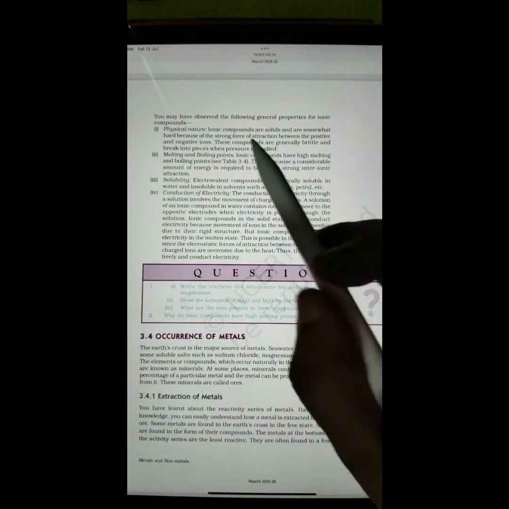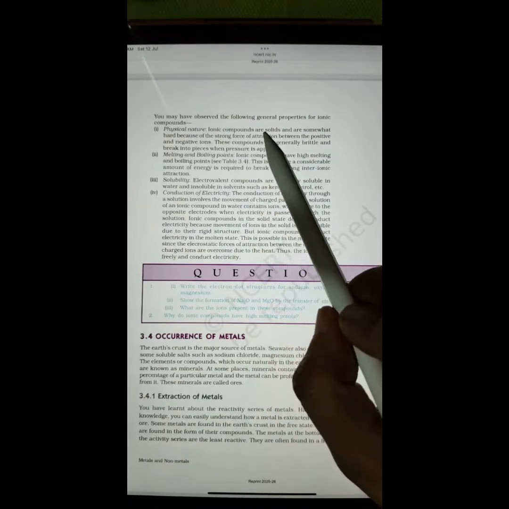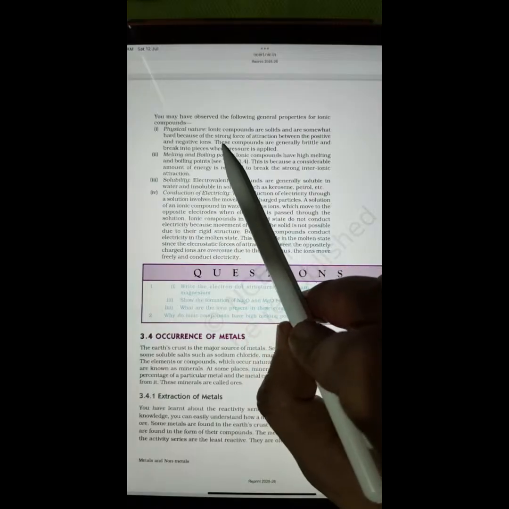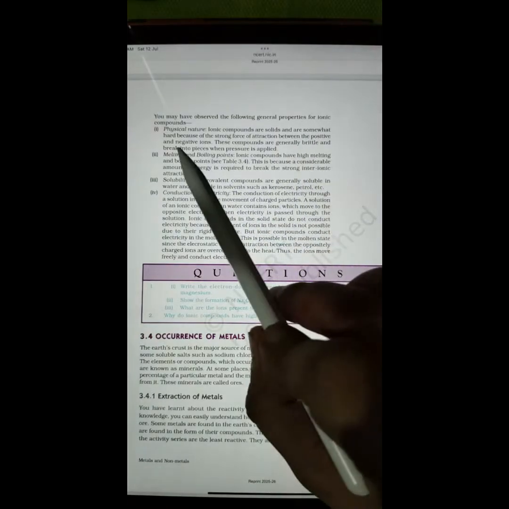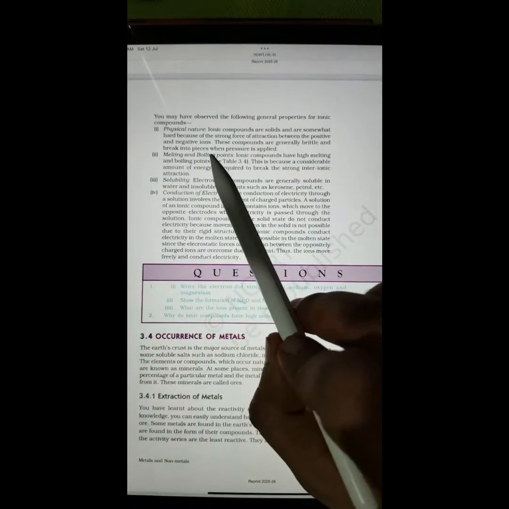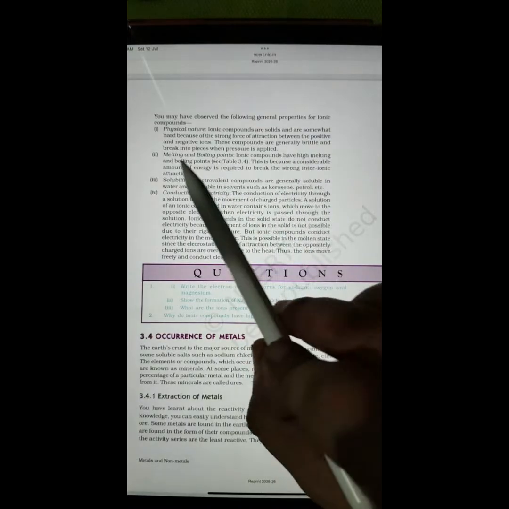Next page. You have also observed the following general properties for ionic compounds. 1. Physical nature. Ionic compounds are solids and are somewhat hard because of the strong force of attraction between the positive and the negative ions. These compounds are generally brittle and break into pieces when pressure is applied.